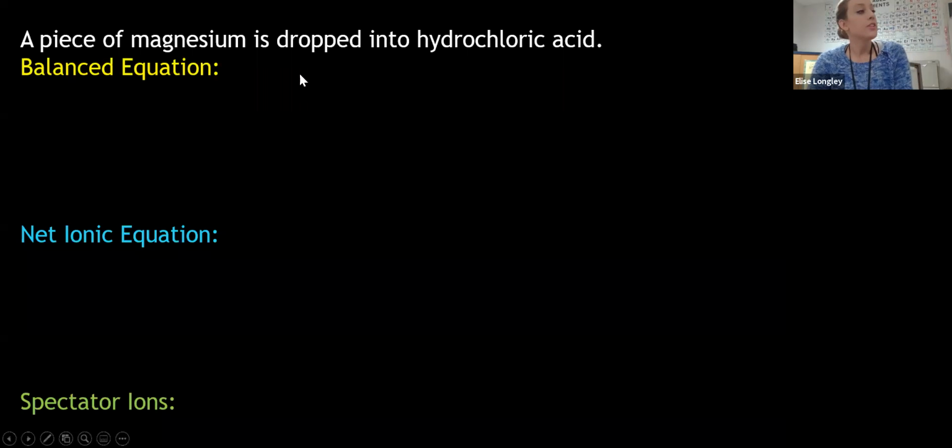All right, so this is another problem. I'm going to give you guys about a minute and a half head start. I want you all to sit and physically write this and try to make it happen without Google, okay? Give yourself a chance at trying to figure out where you get stuck. So write the balanced equation, create the net ionic equation, identify the spectators.